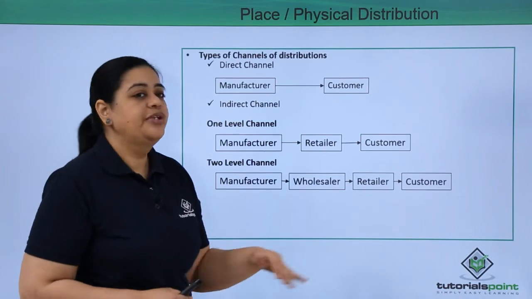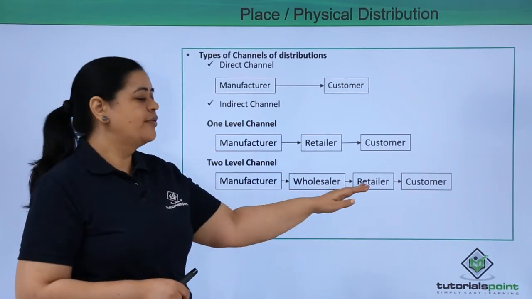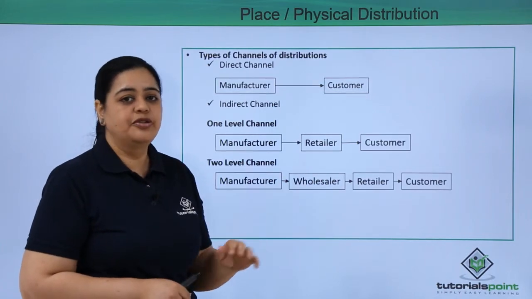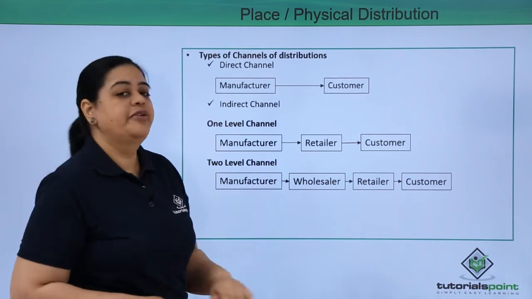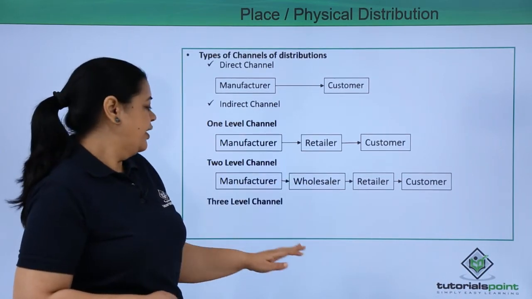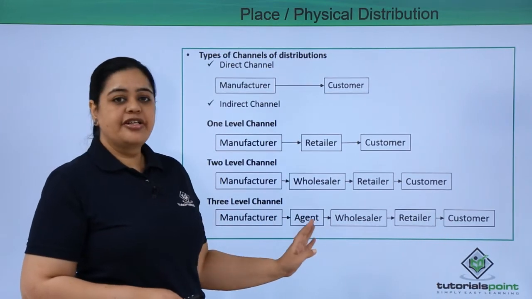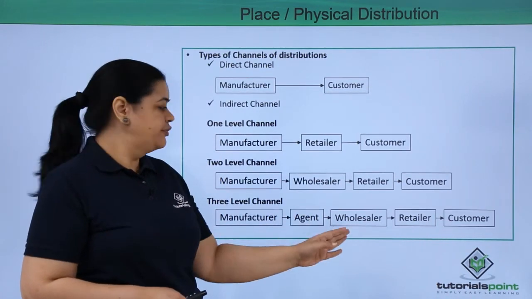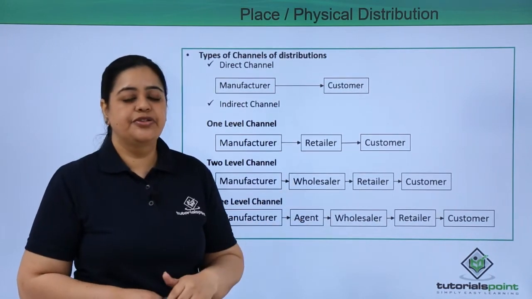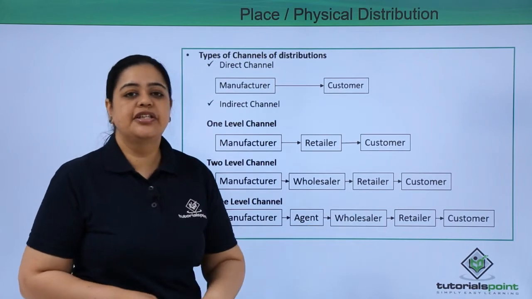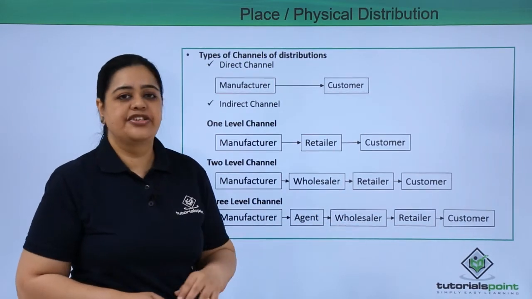When I am talking about a two level channel, take a grocery shop in your locality. He would have a wholesaler from whom he buys the Amul butter. He won't have any direct reach to the manufacturer. So that would be a two level channel. Now sometimes there is a three level channel, wherein the manufacturer has an agent, and that agent supplies the goods to the wholesaler. The wholesaler then supplies to the retailer, and then it goes to the customer. This is one of the longest routes, one of the largest channels of distribution.